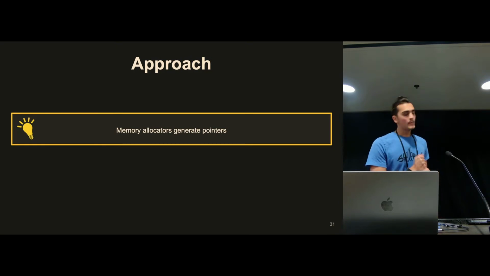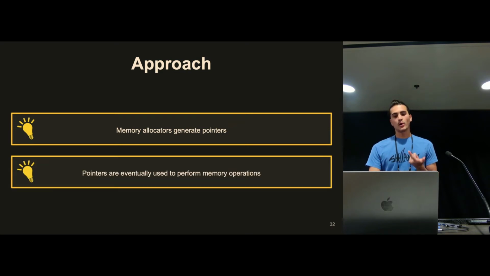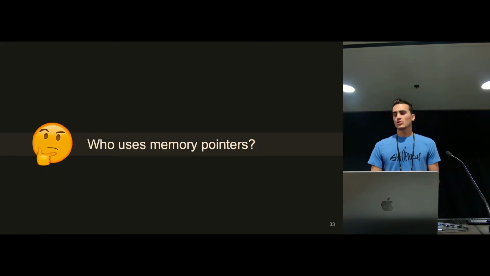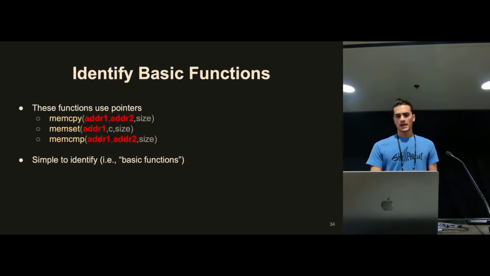The first intuition is that memory allocators generate pointers. That's their job, right? And second, pointers are eventually used to perform memory operations. We want to do something with these pointers. So the question is, who is using these pointers? It turns out that memcpy, memset, memcmp, and every string-manipulating function consume the pointer. We can call them consumers. These functions are simple to identify because they have a very basic behavior. Indeed, in our paper, we call them basic functions.